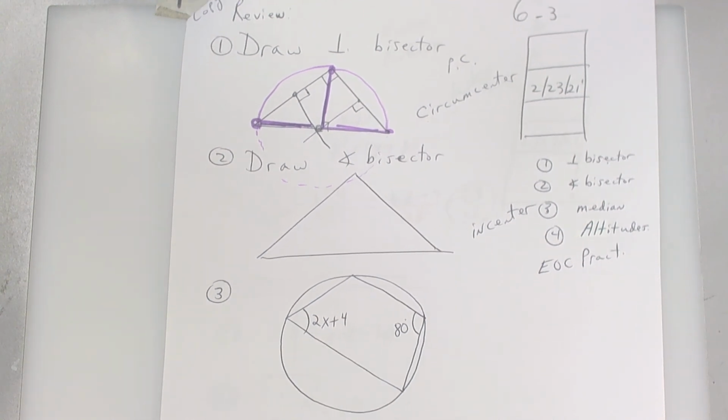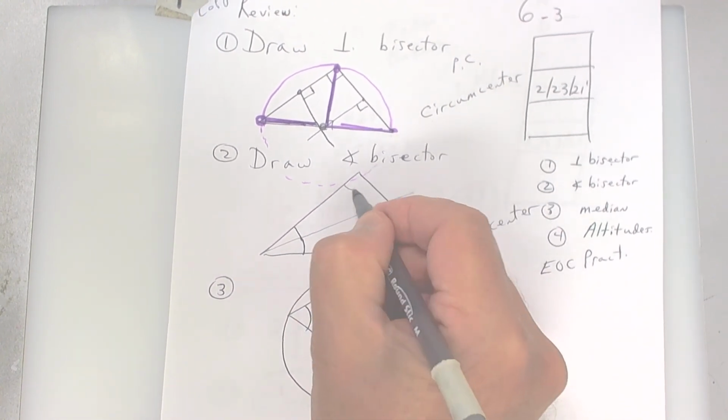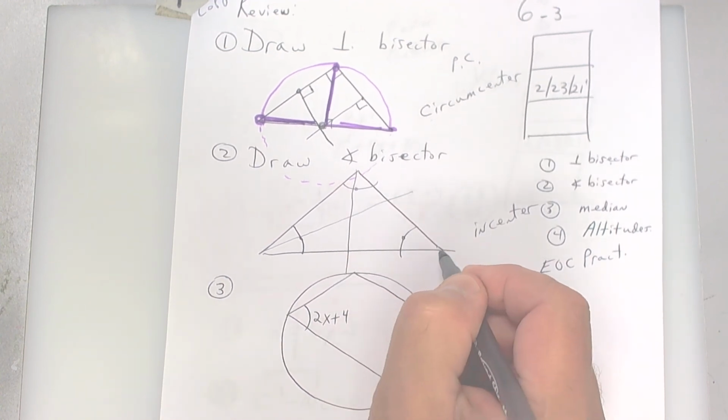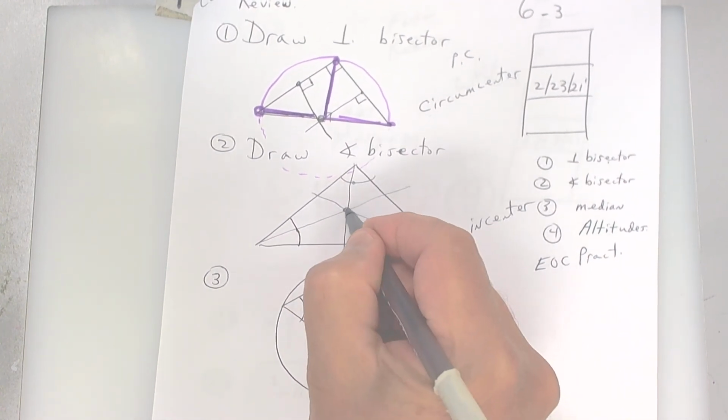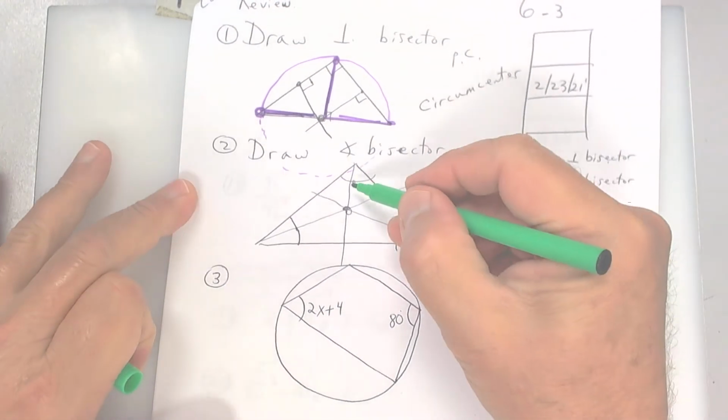All right, this one right here is an angle bisector. So draw your angle, split it, and draw a line in the middle. Draw an angle, split it, draw a line in the middle. This point right here is called your incenter. The incenter represents a circle that can be inscribed.